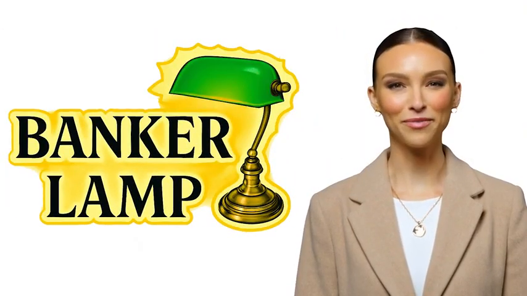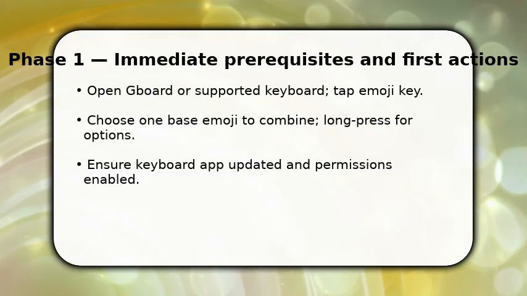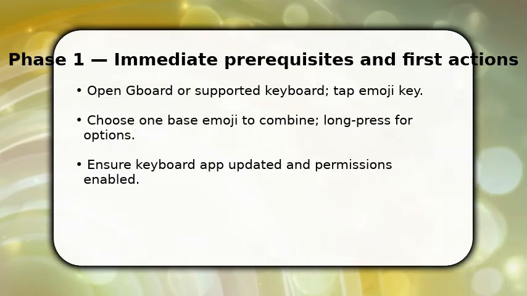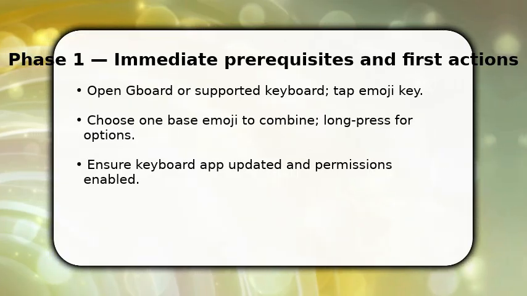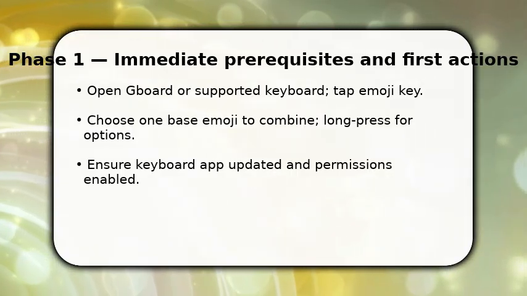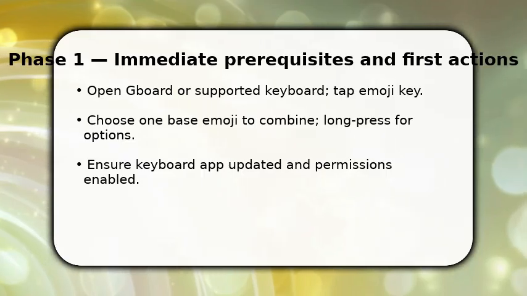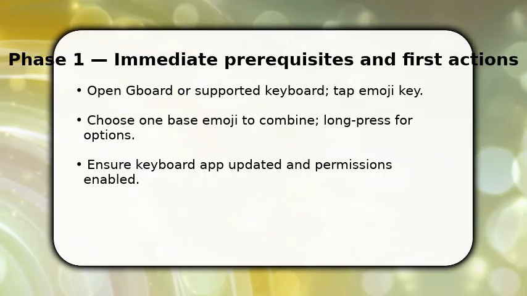Please enjoy the video. You need to open a compatible keyboard now and go straight to the emoji panel. This is the fastest route. Tap the emoji icon, pick one emoji you want as your base, then look for the mixing or sticker preview. It appears automatically after selection.